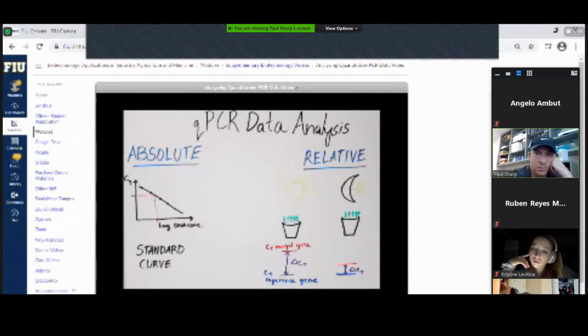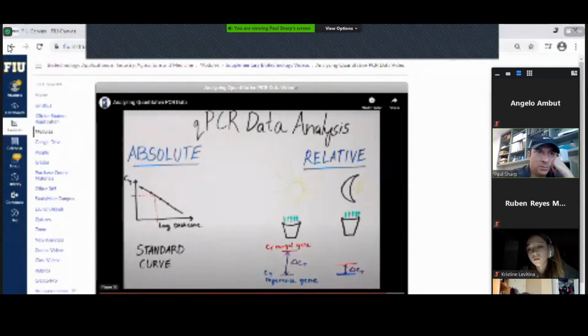In conclusion, there are two ways to quantify transcripts using qPCR: absolute quantification using a standard curve and relative quantification using a reference gene. The method used depends on whether you want to determine the actual number of transcripts or the relative change in gene expression.